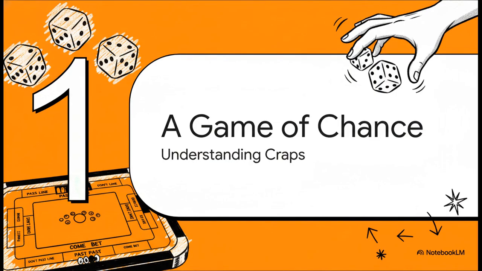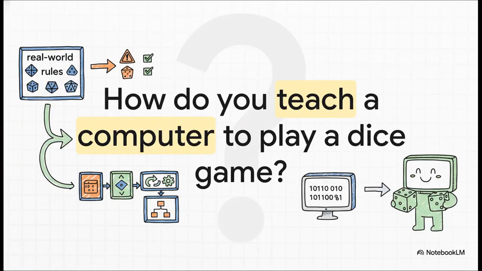All right, first things first. One of the golden rules of programming is to really understand the problem you're trying to solve before you write a single line of code. For us, that means we need to know exactly how to play craps. So let's break down those rules. And you know, this is really the core challenge, isn't it? How do we take these real-world rules, with all their little conditions and exceptions, and translate them into a super precise step-by-step logical flow that a computer can follow perfectly every single time?